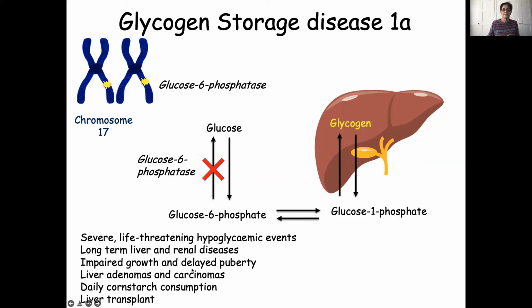And at the moment, it is being managed by dietary measures, repeated consumption of cornstarch, and the ultimate thing we need is a liver transplant. So this mutation, this spelling error, means that we have this disease. Glycogen is being stored in the liver and it's not being broken down into glucose. So that is a genetic level error.